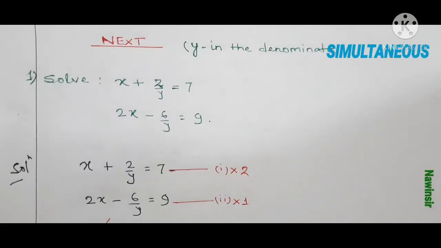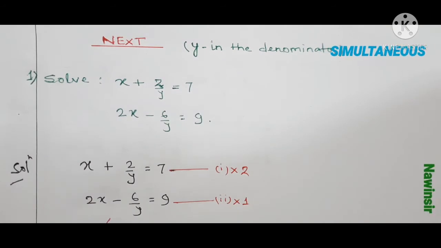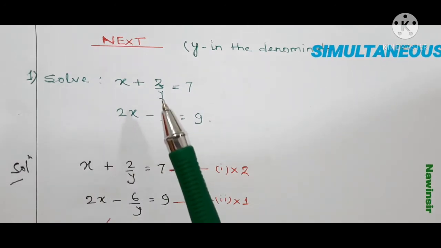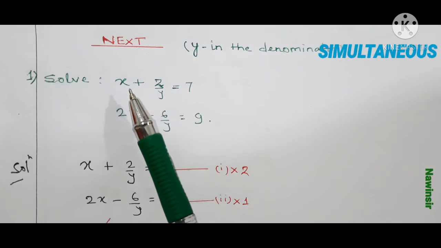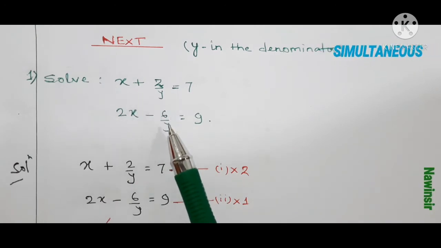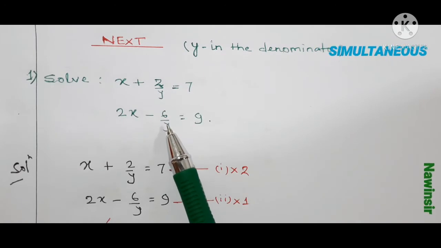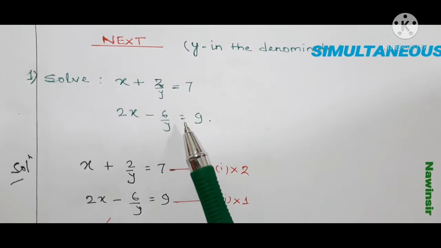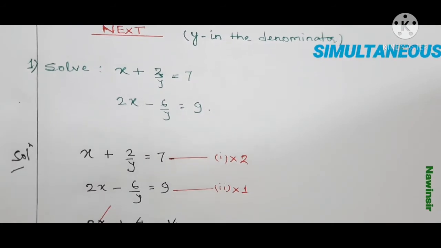Okay, children, today we will do a new type of problem on simultaneous equations. In this type of question, we will have y in the denominator. x will be in its own place, but y will be in the denominator. If the questions are of this kind, then we can easily solve them by using the same technique.